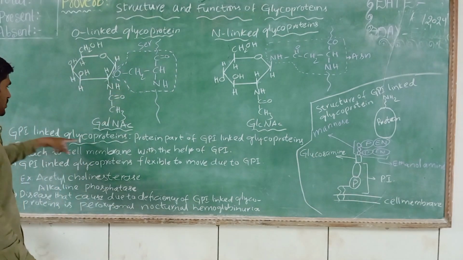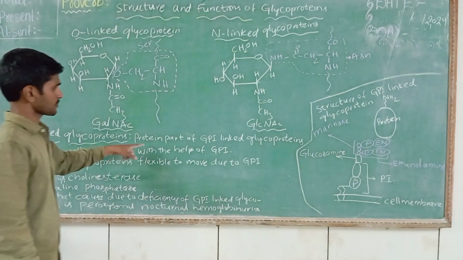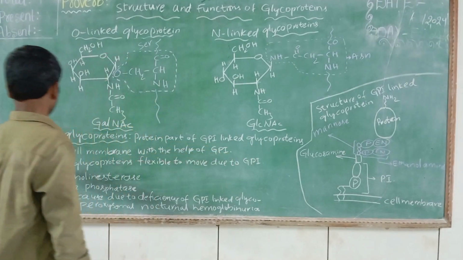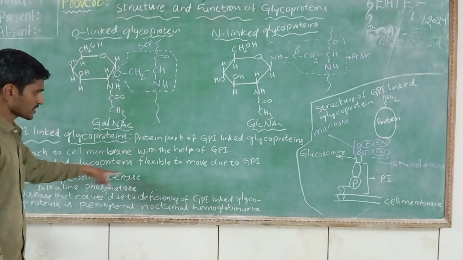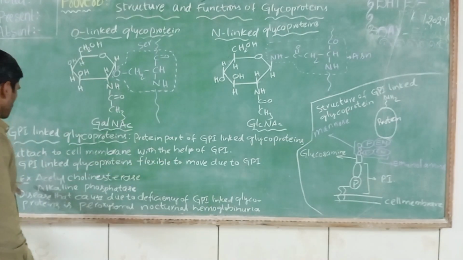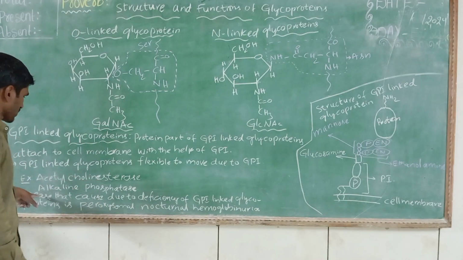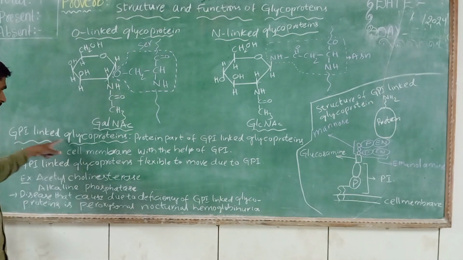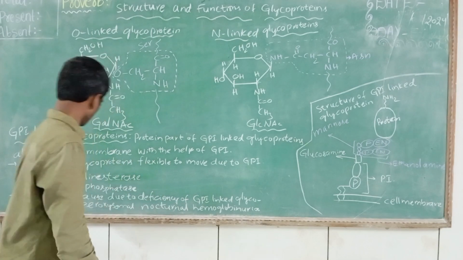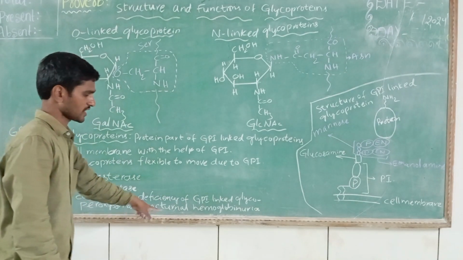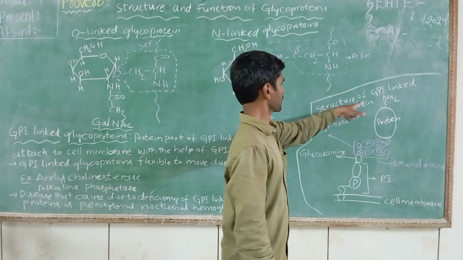Then GPI-linked glycoproteins, glycosyl phosphatidylinositol-linked glycoproteins. The protein part of GPI-linked glycoproteins is attached to the cell membrane with the help of GPI. So GPI-linked glycoproteins are flexible to move due to the GPI. For example, acetylcholinesterase and alkaline phosphatase are examples of GPI-linked glycoproteins. The disease caused by deficiency of GPI-linked glycoproteins is paroxysmal nocturnal hemoglobinuria.